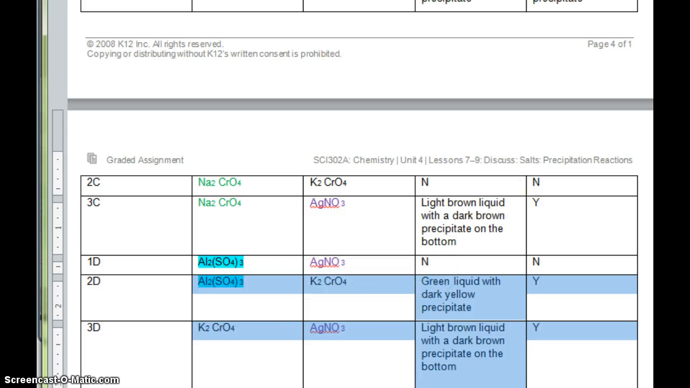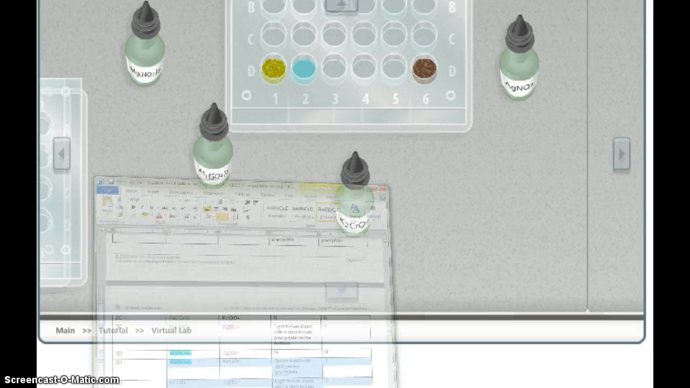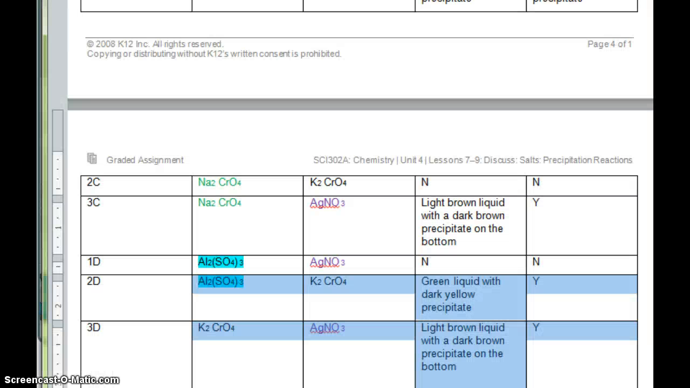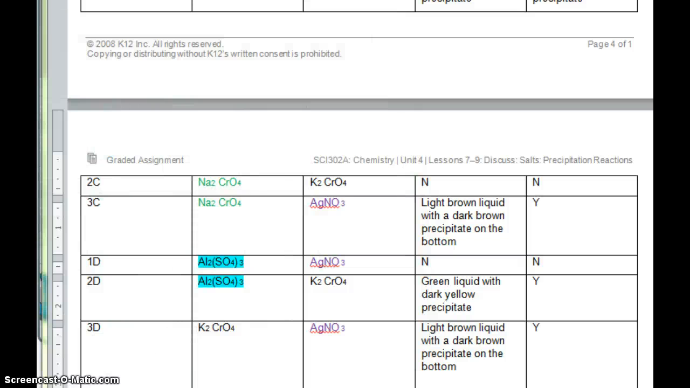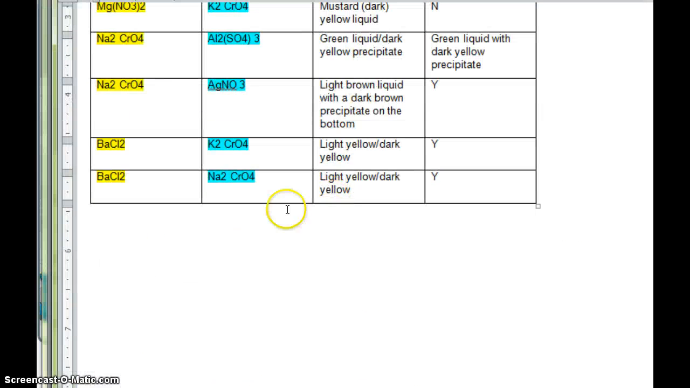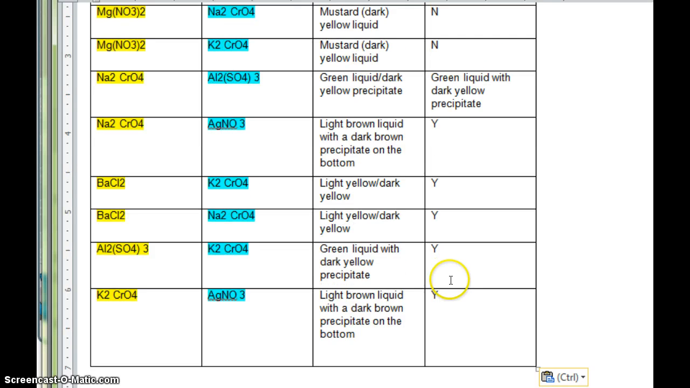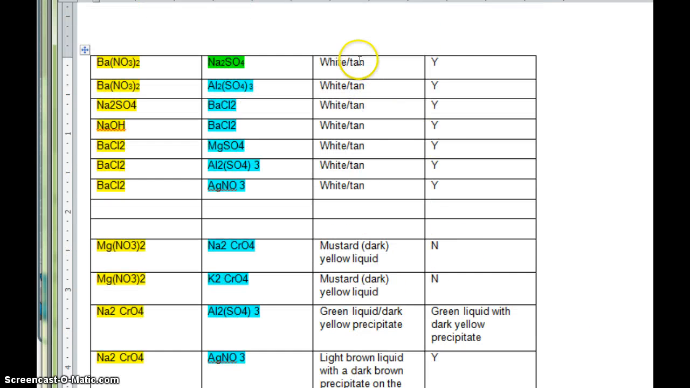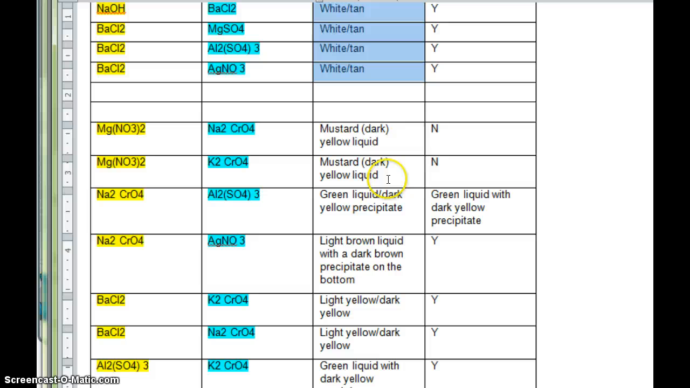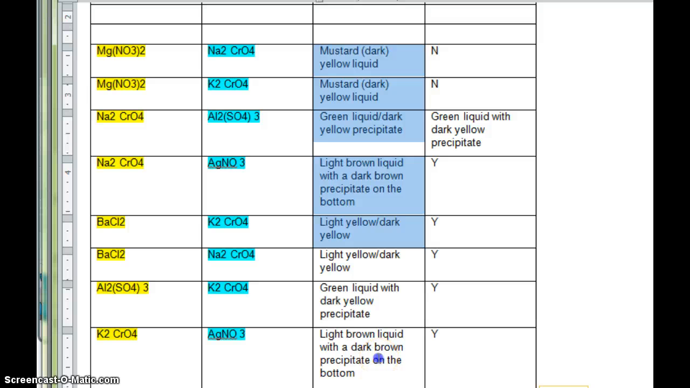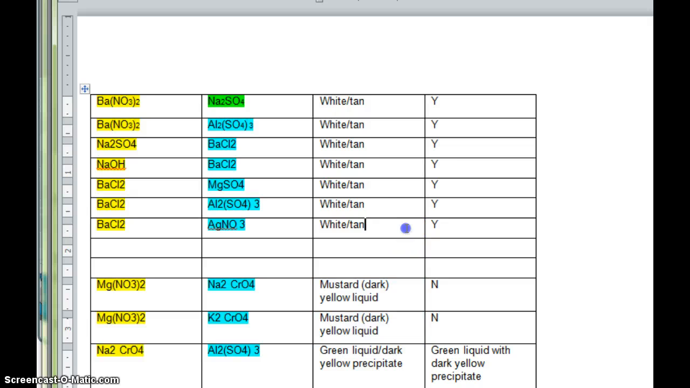All right, now what I'm going to show you is, let's see if I can find the paper I'm looking for. Here we go. I made a list of all the ones that reacted. So if you notice, these all have a white tan, and then these have yellow or the dark brown, the green. Okay, so I separated them into two different categories. So let's look at this one first. The ones that formed a white liquid with a tan precipitate.